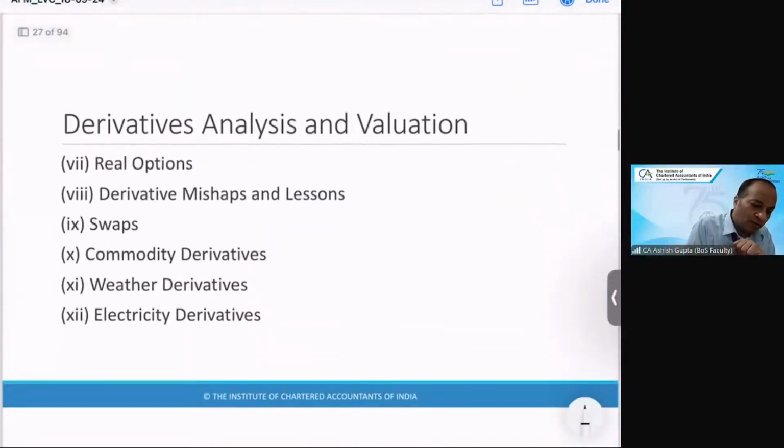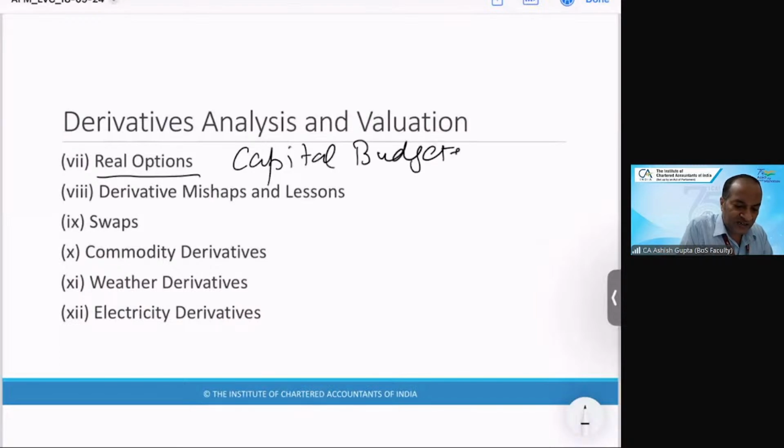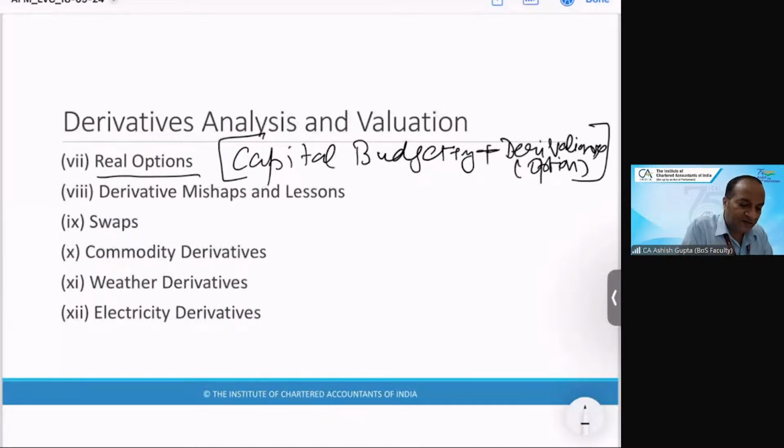Now, when we talk about real options, it is a very interesting topic. Here we shall discuss capital budgeting, a blend of capital budgeting decisions plus derivative techniques, and mainly we shall discuss the option contract. Then, derivative mishaps and lessons.